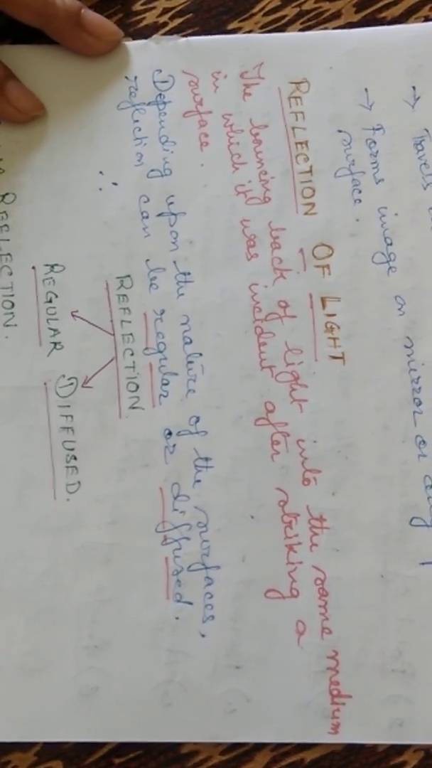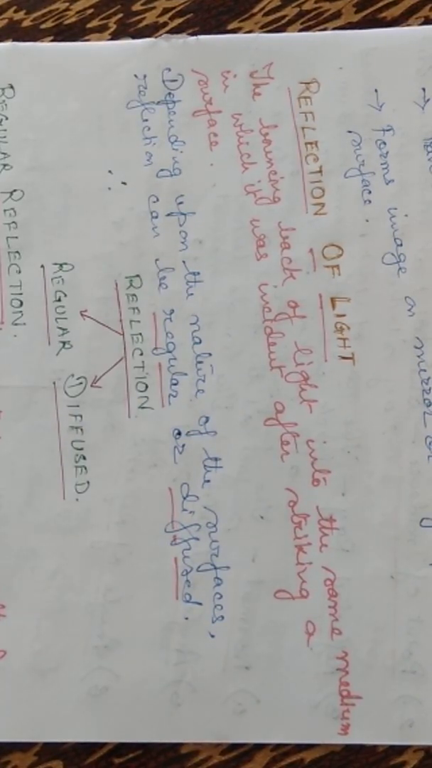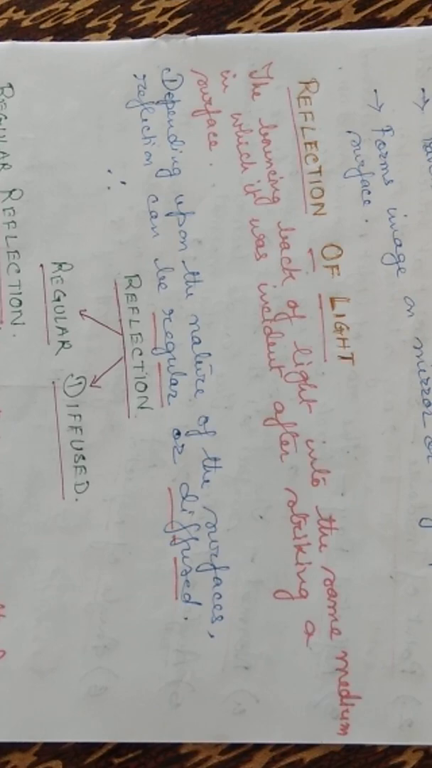Now, what is reflection of light? Reflection of light is the bouncing back of light into the same medium in which it was incident after striking a surface. For example, if you place a mirror or any polished surface, light strikes that surface, that is, light is incident on that surface. Then after striking that surface, light comes back into the same medium, bounces back in the same medium. That is called reflection of light.